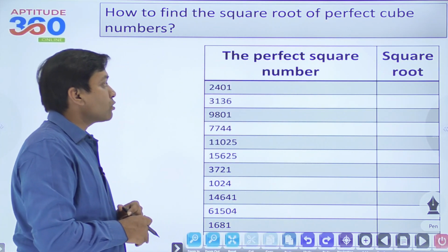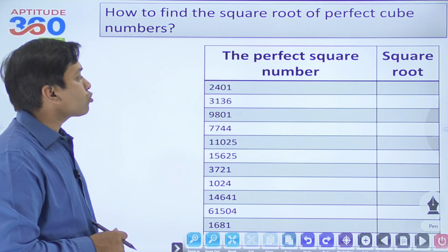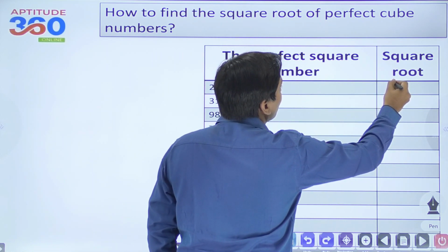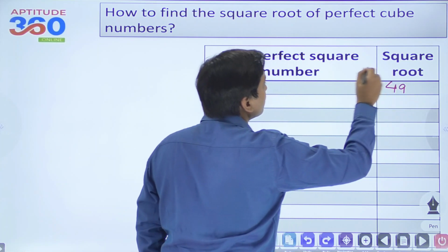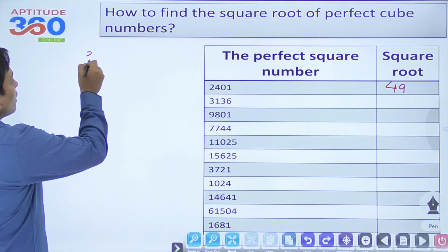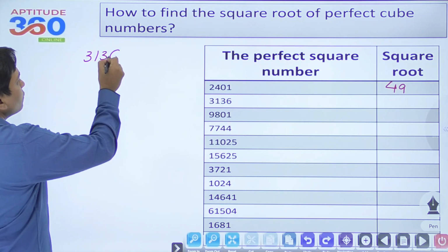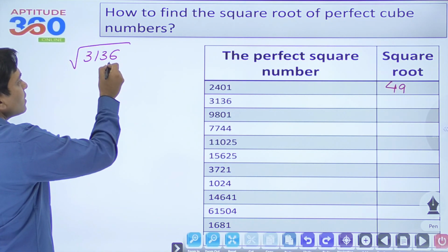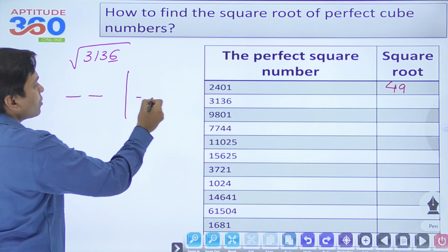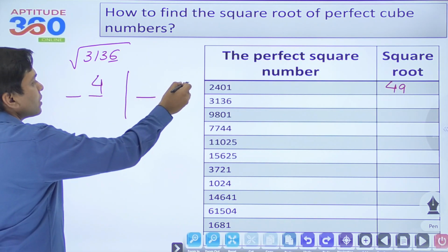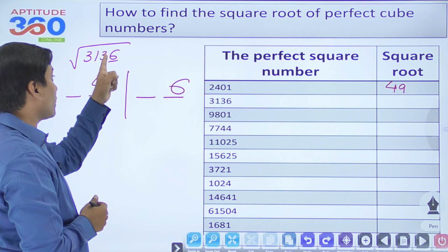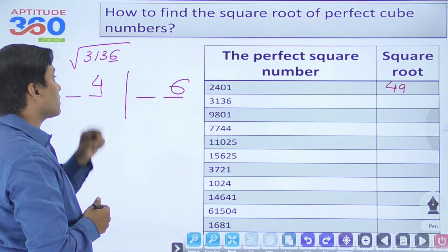I have got these ones. As I said, I found out the square root of 2401, which is 49. Now let us find out the square root of 3136. If I need to find the square root of 3136, see this number, this is 6. So there will be 2 possibilities. What are the 2 possibilities? It can be either 4 or 6. Why can it be 4 or 6? Because this is 6. So 4 square is 16 and 6 square is 36.